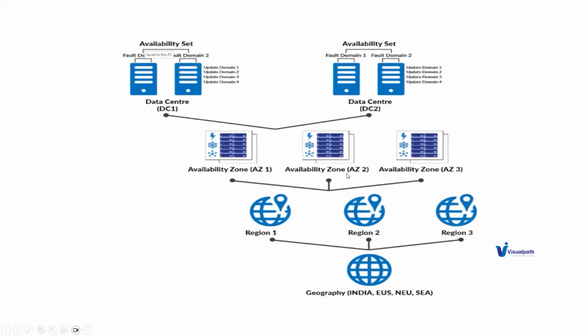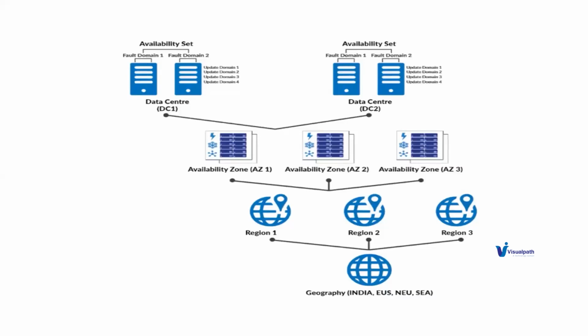So this is the way your hierarchy is going to be built up. We start with the geography, and the geography is going to have a couple of regions. Regions are going to have these availability zones, and within the availability zones, you're going to have these data centers. And in the data centers, you're going to have something called availability set and then fault domains. That means this is the technology that you need to understand in order to make sure you start working with Azure.